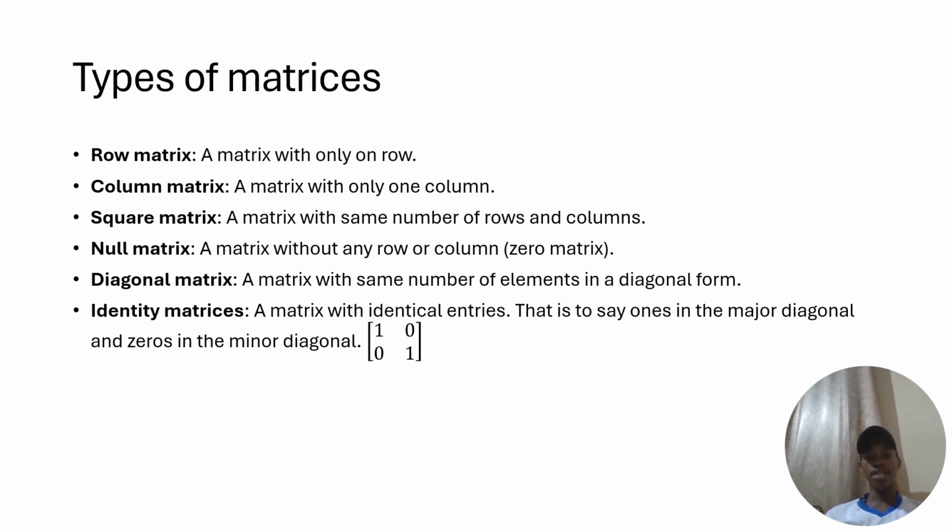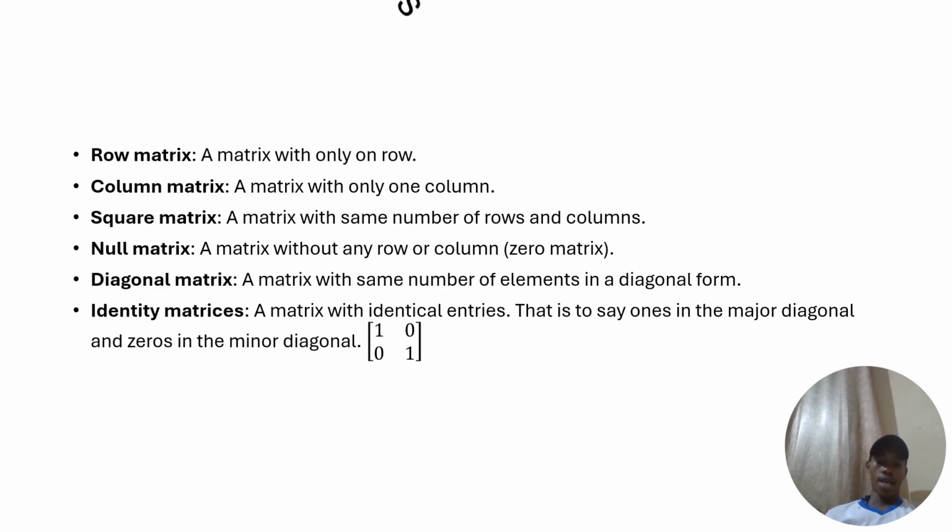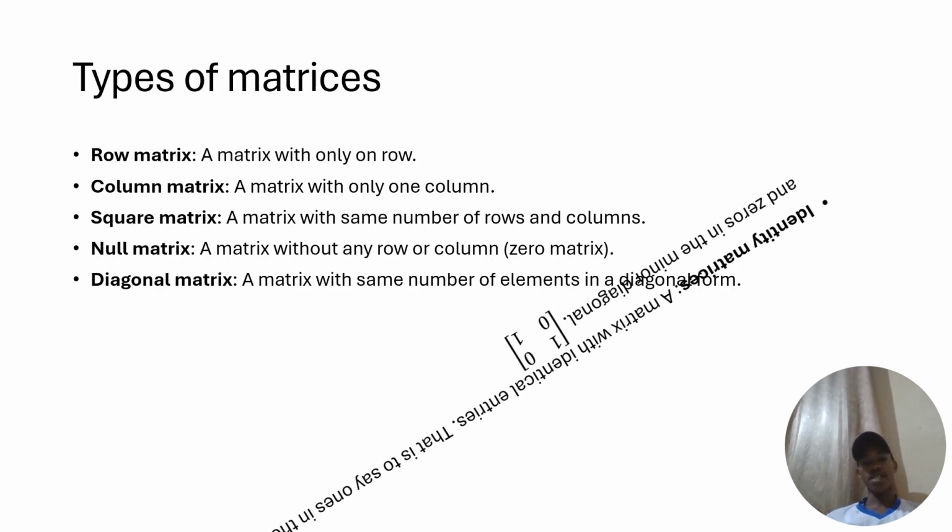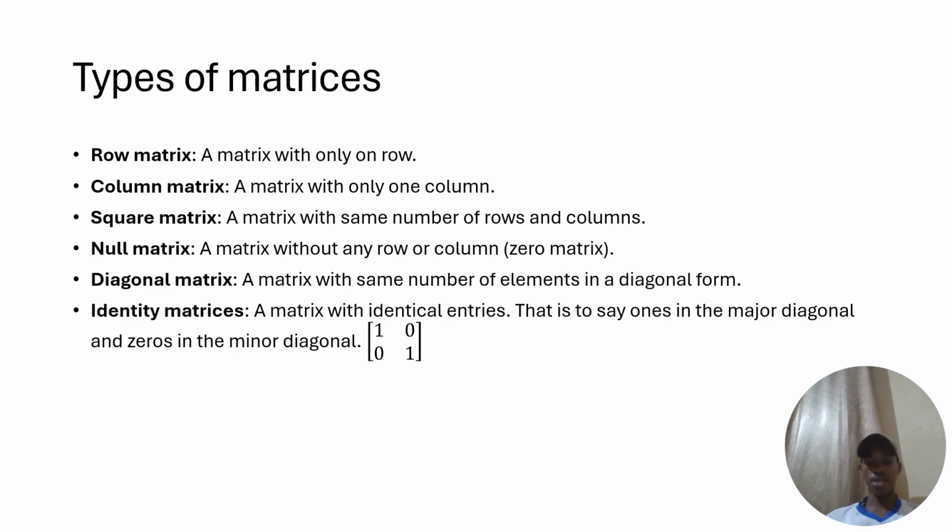We are also having identity matrices. That is the type of matrix with ones in the major diagonal and zeros in the minor diagonal, as indicated below. So those are the types of matrices.